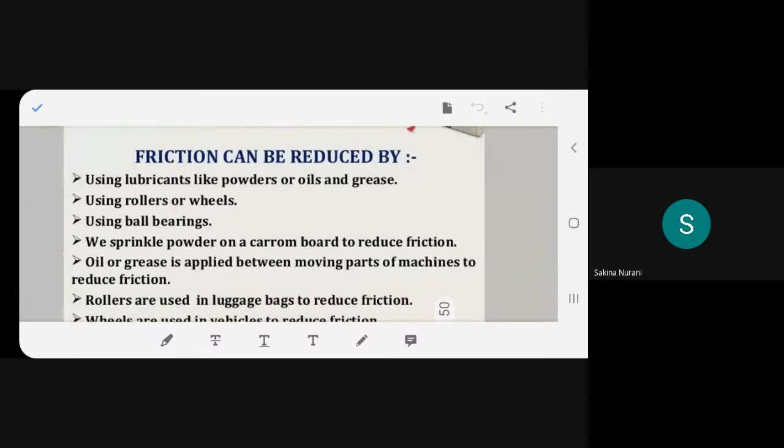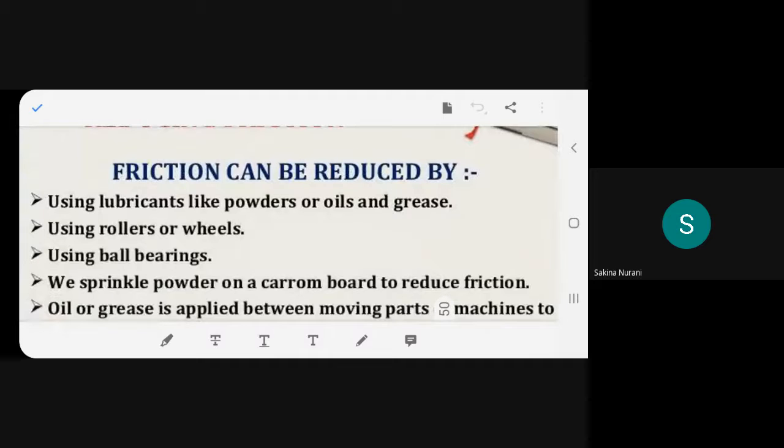Good. Some of the things I think you have already understood. How to reduce friction? First, we use lubricants. What are they called, lubricants, beta? Like powder, like oil, like grease. For example, you have a sewing machine, and that sewing machine is not working properly. It is very heavy. To make it work smoothly, what do we apply? We apply oil. The machine oil we apply in the sewing machine, right?